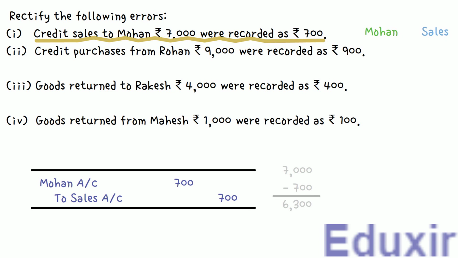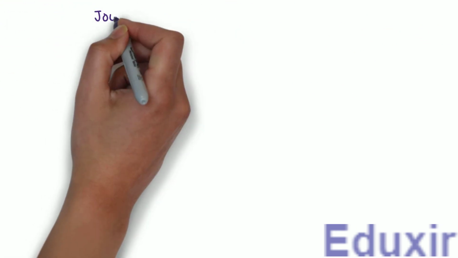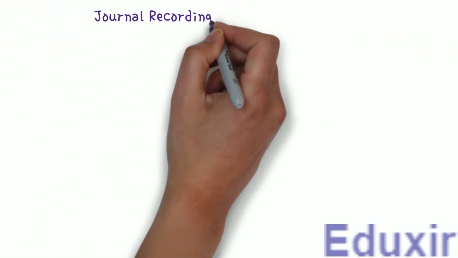With this analysis at our disposal, let us now proceed with the journalizing of this transaction. Let us first write the title as Journal Recordings to rectify the errors.